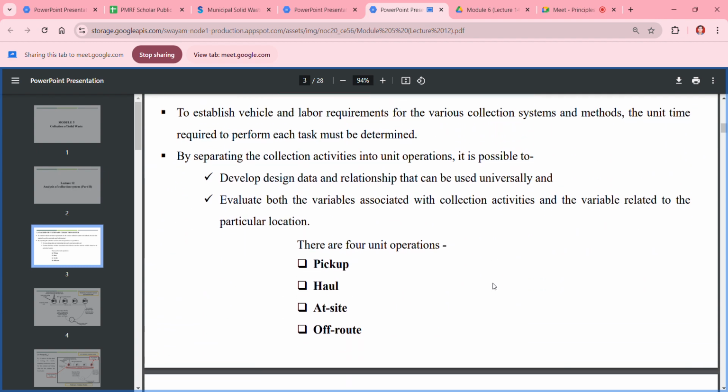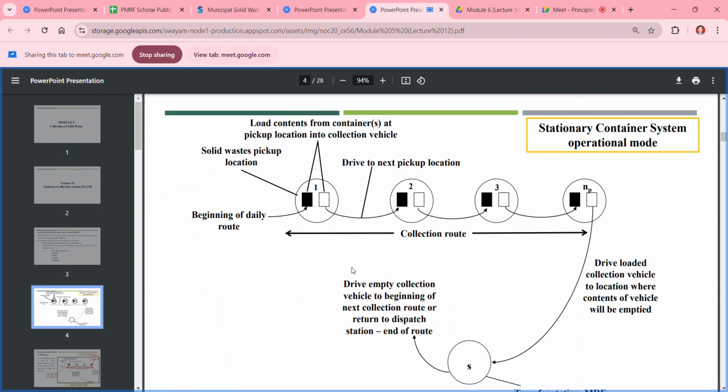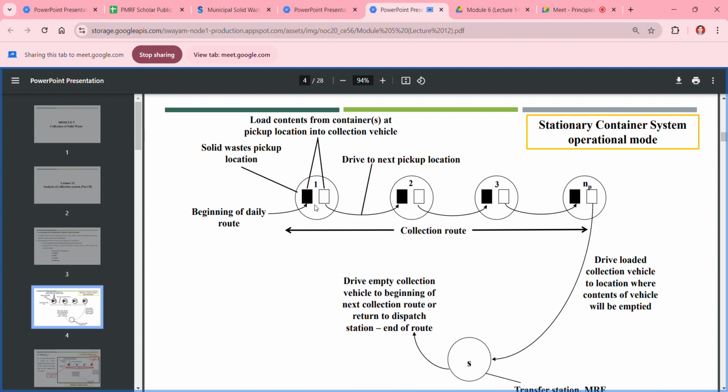Now in the stationary collection system, what will be the procedure? At the beginning of the daily route, we will go to one site. We will collect the waste from that stationary point. We will empty the container at the place itself into the truck. Then we will drive to the next pickup location. From the first pickup location we had collected the waste, then we go to the second pickup location and collect the waste from that site, then third and so on.